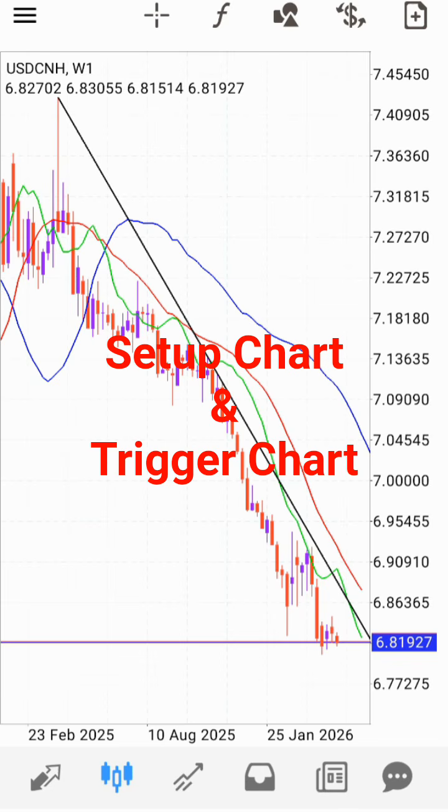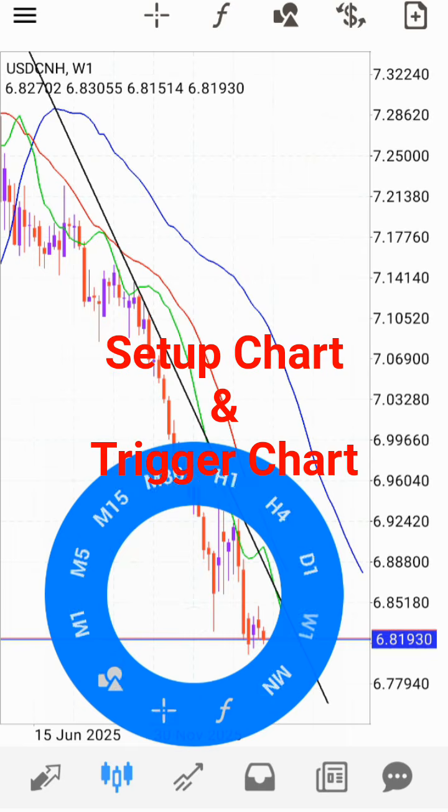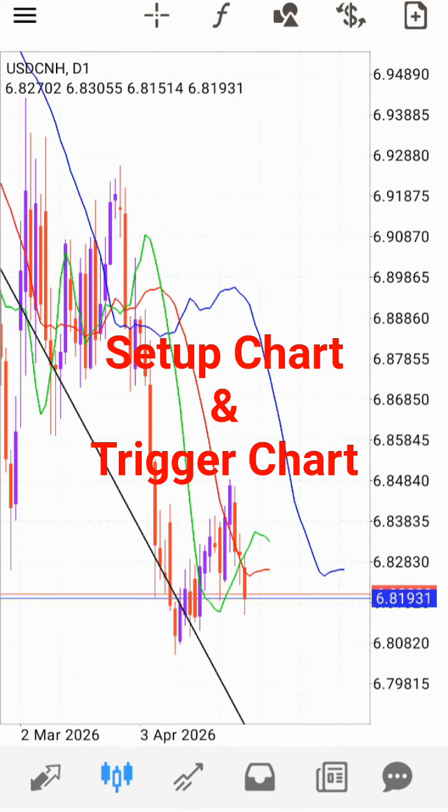Okay, now my definition of a setup chart and a trigger chart. The setup chart for me is the chart where I spot the main trend and also place my price target or where I want to exit the trade, while the trigger chart is a chart where there is the fastest unfolding of price candles and also helps me to put or keep a tight stop loss level.